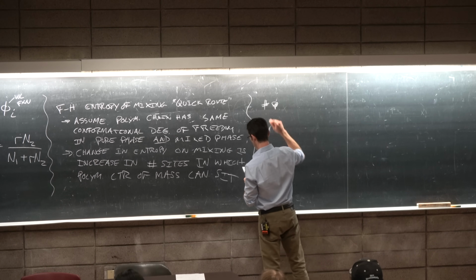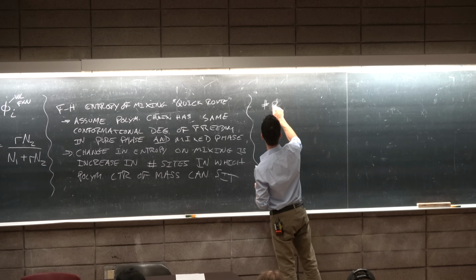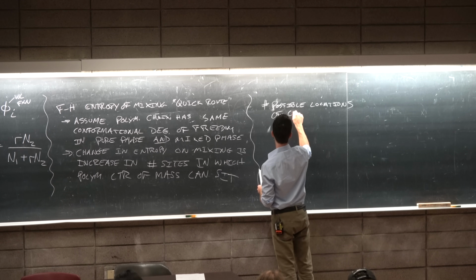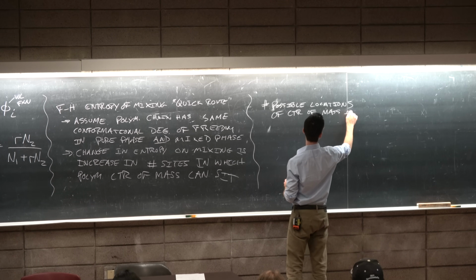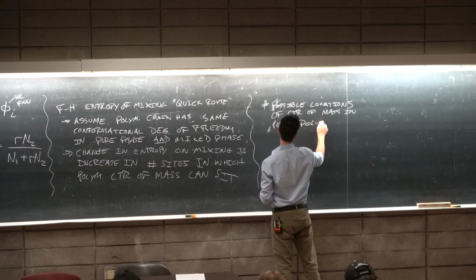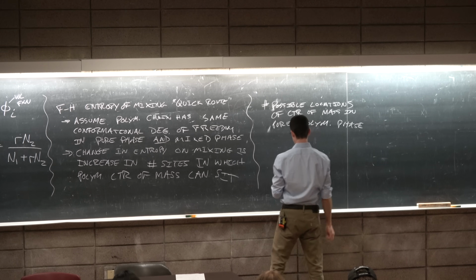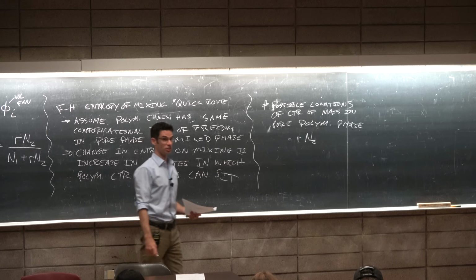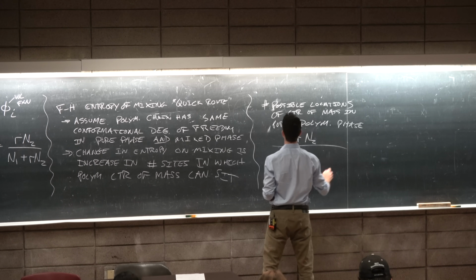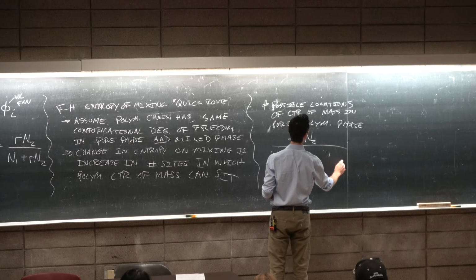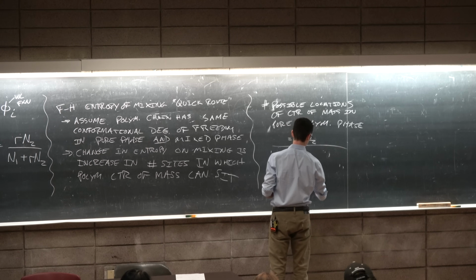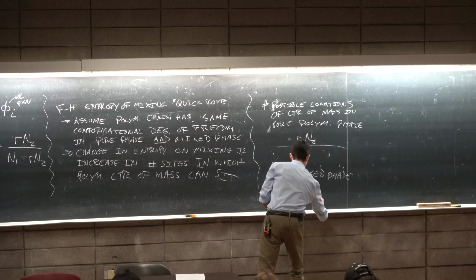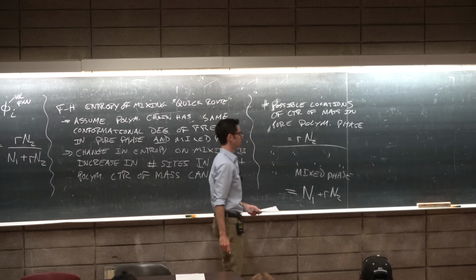So the number of possible locations of the center of mass in the pure polymer phase is the size of the lattice occupied by just the pure polymer phase before mixing, and the number of possible locations of the center of mass in the mixed phase is N1 plus R N2, the total size of the lattice.